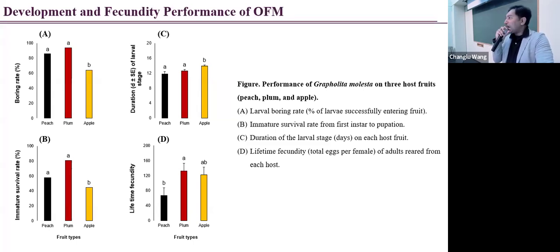So anyone can tell me, okay, if I want to choose two fruits here, the best ones, which one should I choose? Any case, plum? Yes, plum is number one. Then which one is the next one? How can you determine? Okay, because larval development is faster in peach. Survival also is good in peach, but fecundity is low. How can we determine the best food source for Grapholita molesta? Any guess?